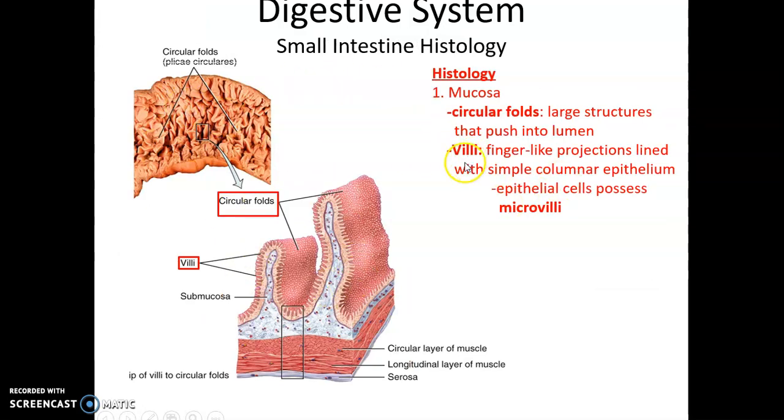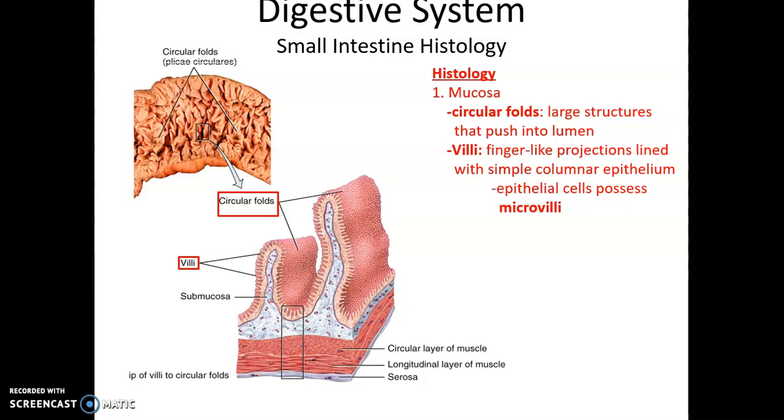When you look at the histology of the small intestine, looking at its wall, you see that there are some significant structural changes in the mucosa. To start off, the mucosa has these large circular folds, as you can see there, that push up and into the lumen, or space within the small intestine. And then along the surface of these circular folds are these finger-like structures pushing out that are called villi, one villus, many villi. And the villi are then lined with simple columnar epithelium.